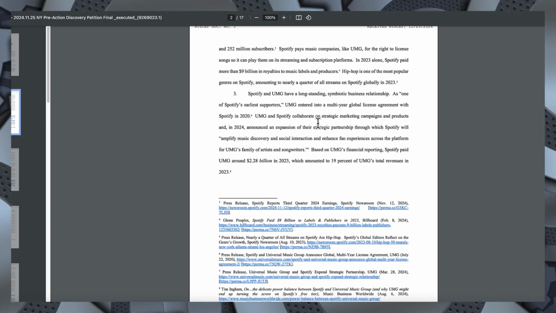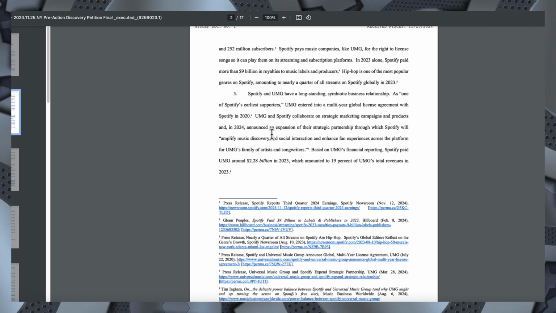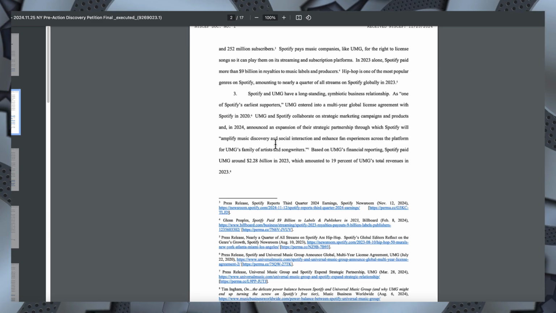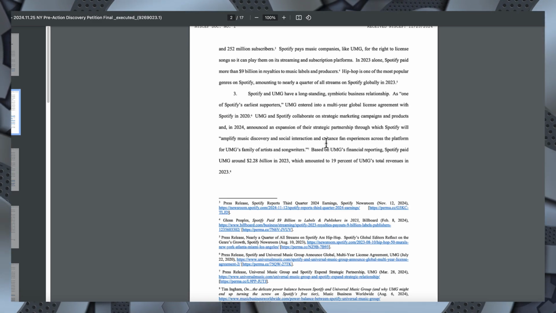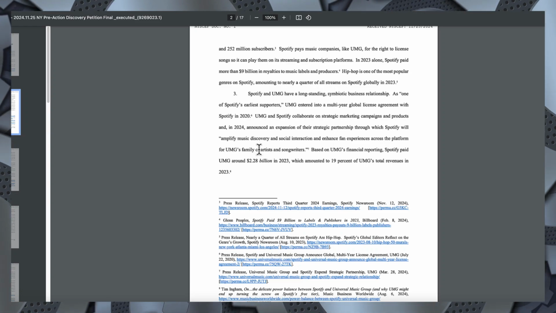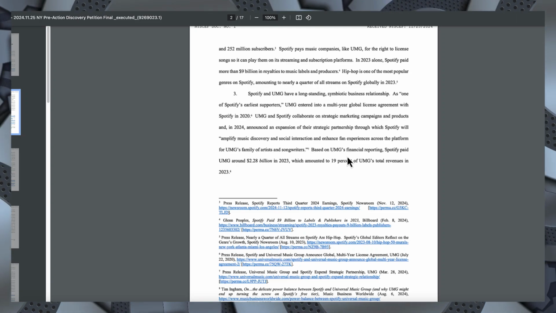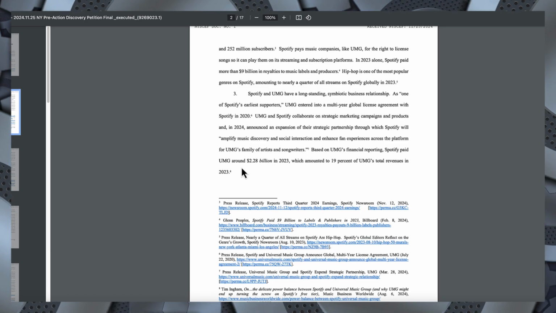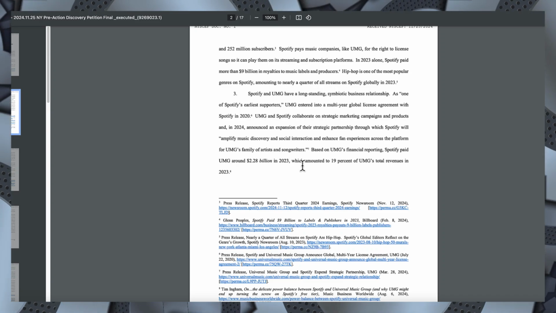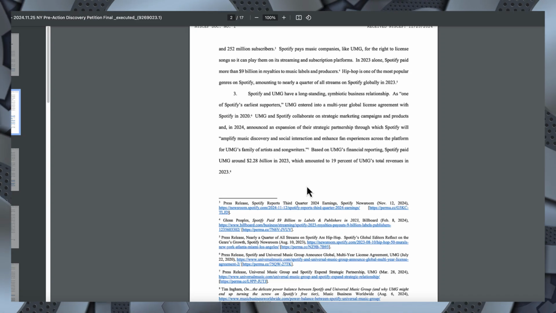UMG and Spotify collaborate on strategic marketing campaigns and products, and in 2024 announced an expansion of their strategic partnership through which Spotify will amplify music discovery and social interaction and enhance fan experiences across the platform for UMG's family of artists and songwriters. We'll look at that. Based on UMG's financial reporting, Spotify paid UMG around $2.28 billion in 2023, which amounted to 19% of UMG's total revenues in 2023.